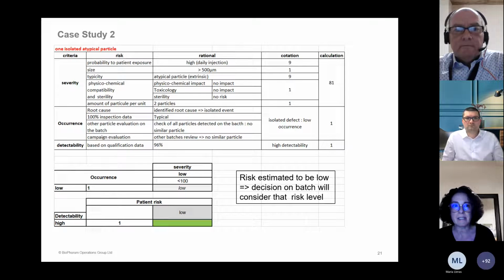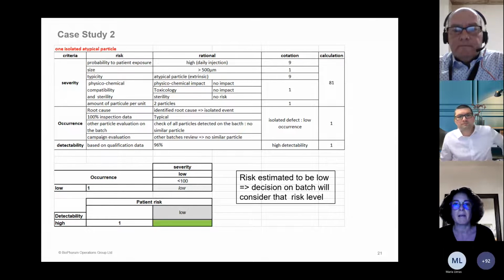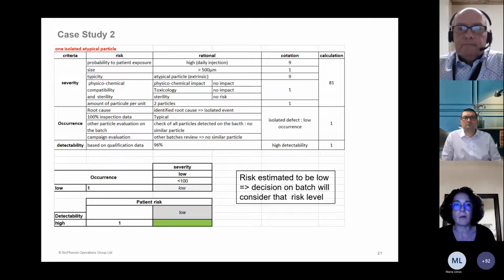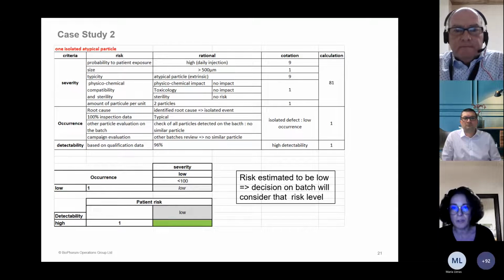We also assess physicochemical compatibility and sterility. All this was considered as no risk, no impact. The particle was sterile for sure, otherwise we could not apply the tool. In that case, the quotation is 1. And as there were only 2 particles in one unit, the amount was at the quotation of 1. So the overall severity score is 81 in that case.